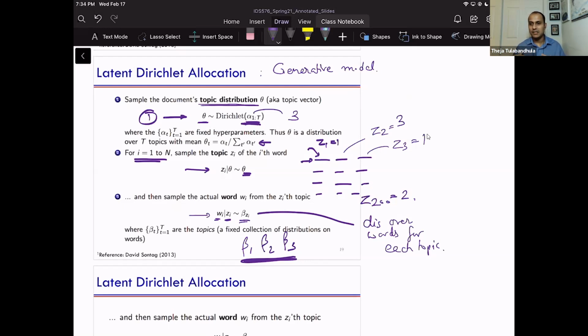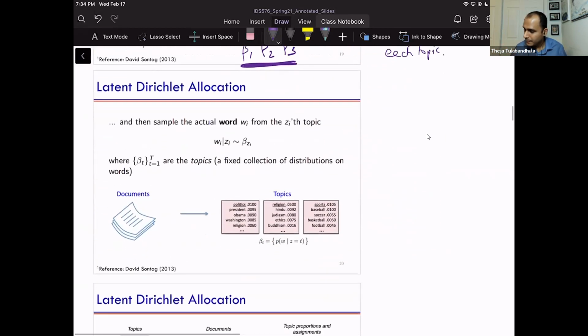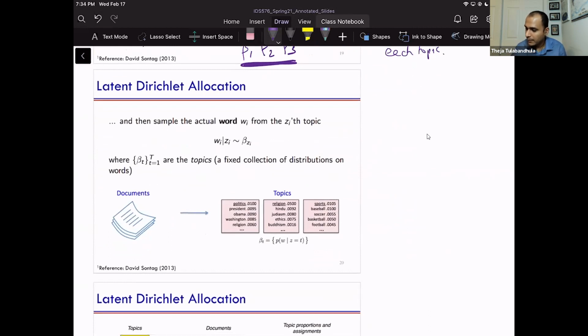Once we have learned alphas and betas, we can say what the topic composition of any article is. We're not going to get into those details, but I'm just saying that alphas and betas are the parameters of this model. As I said, betas are the topics, a fixed collection of distributions over words, and therefore they are parameters of the model.